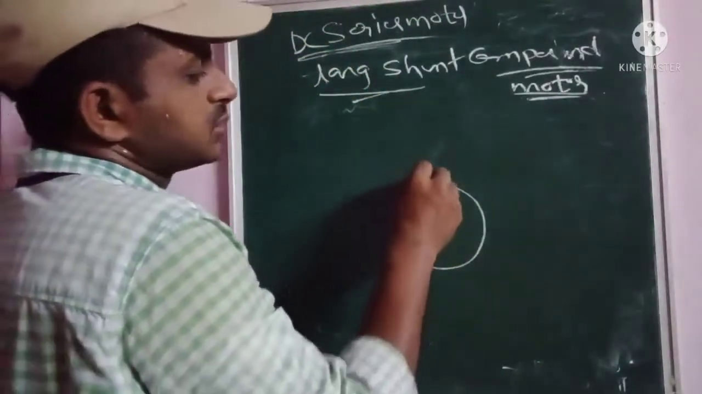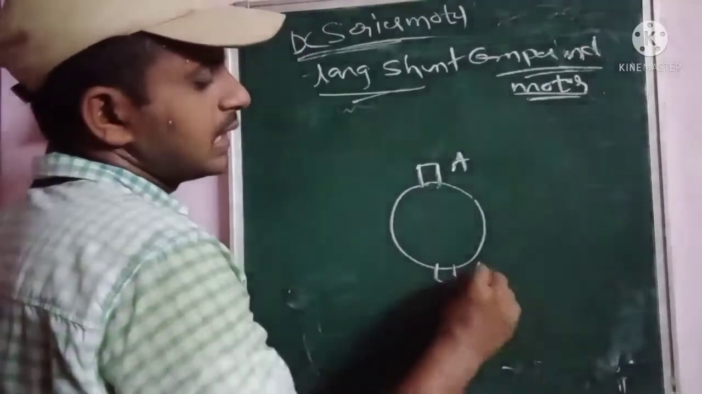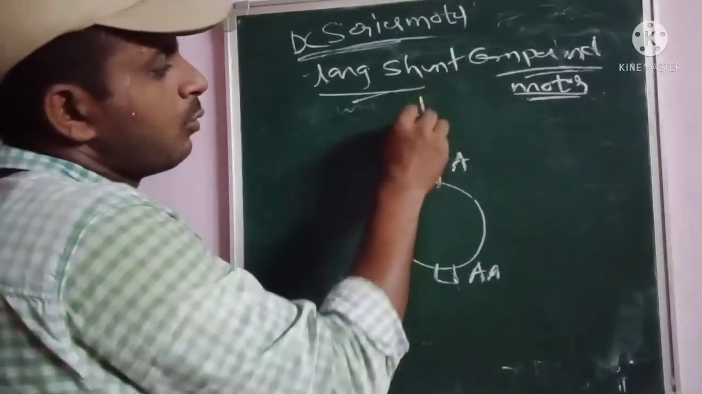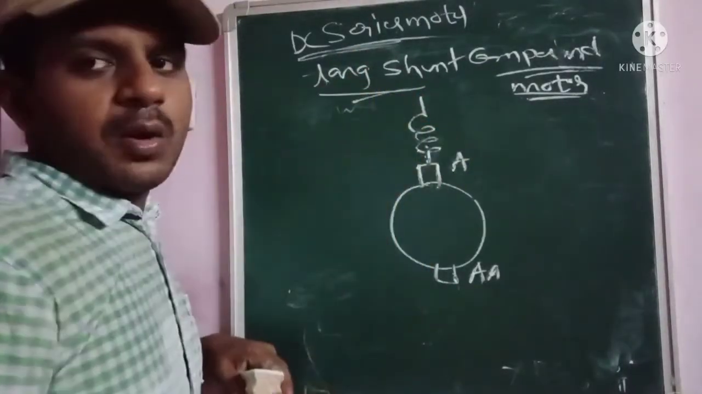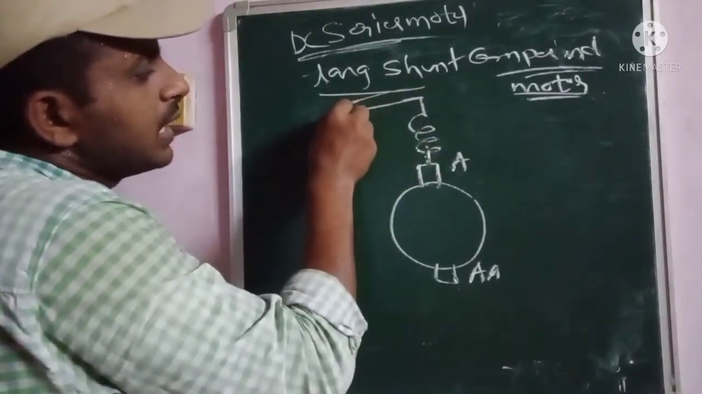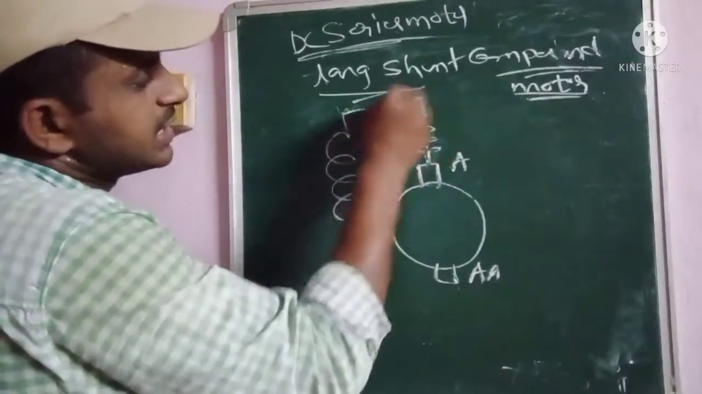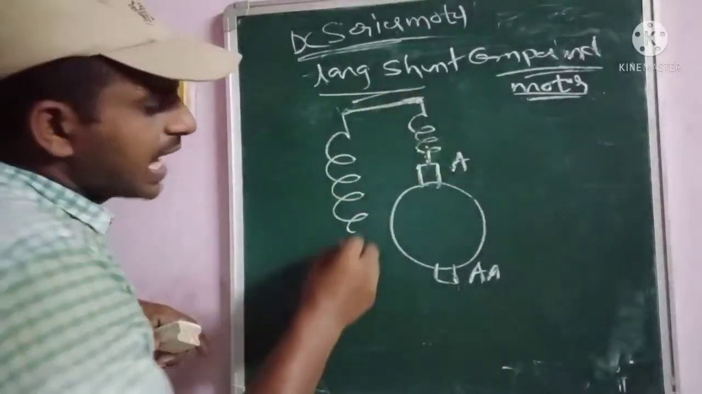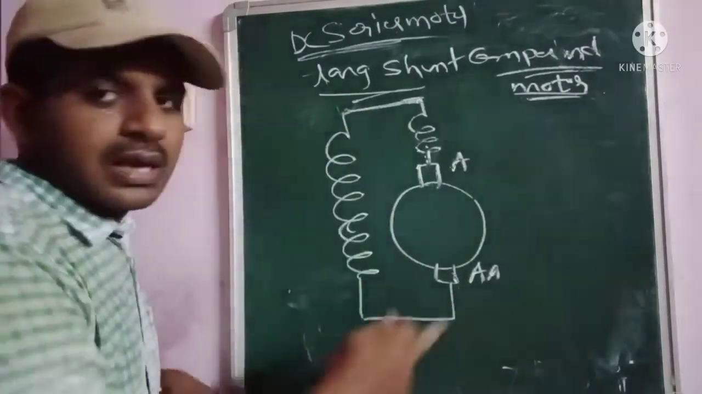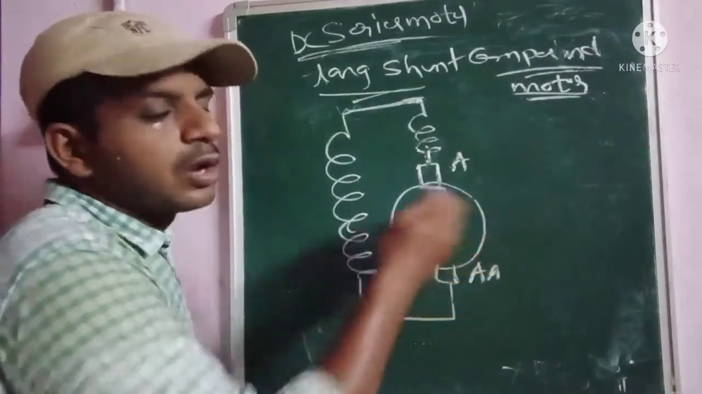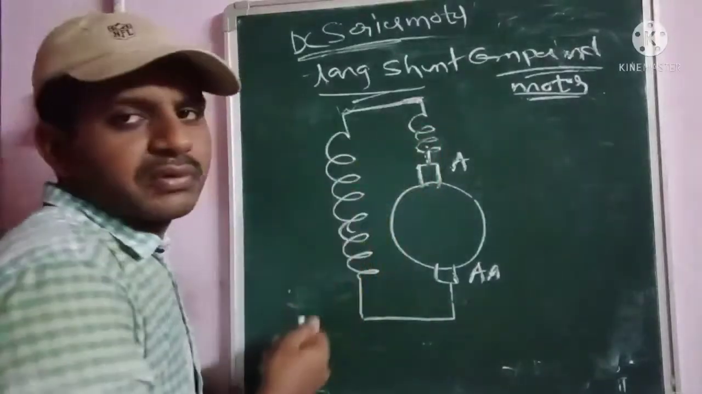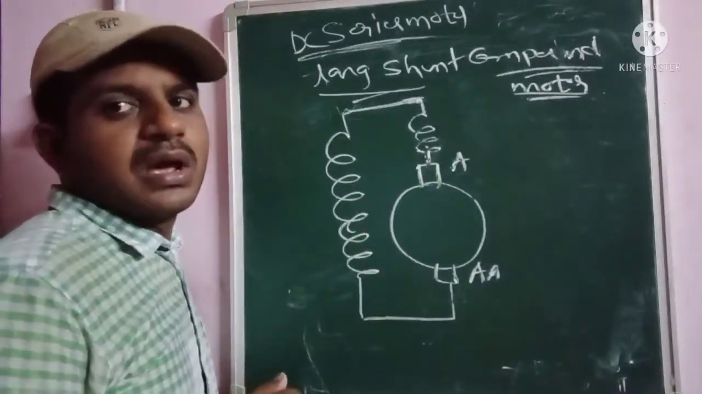So this is the rotor. The rotor contains A and A, the armature terminals. In series with the armature, we have to draw one field winding. Another field winding is connected to one end of the series field winding, and its other end is connected to the other armature terminal of the rotor. So this is the construction of the long shunt compound motor.